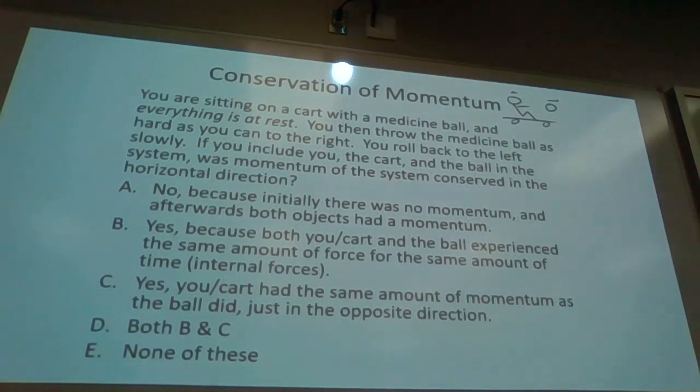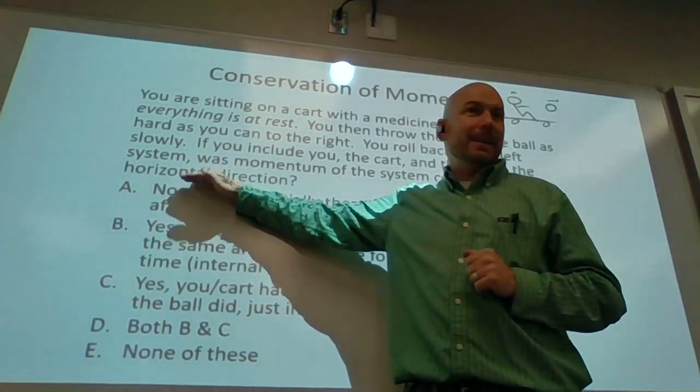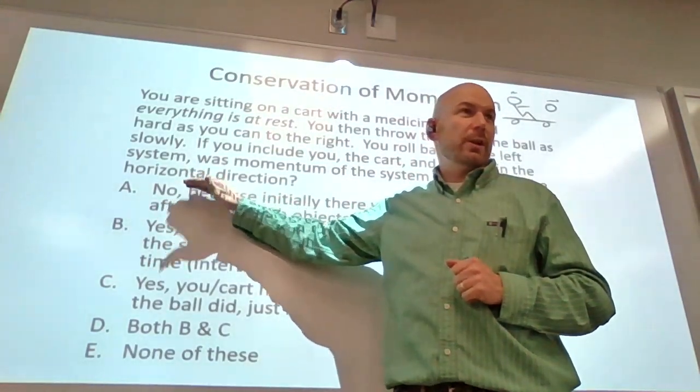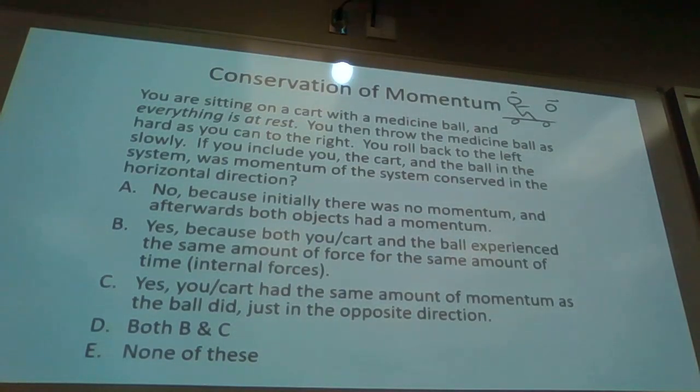Okay. Couple points on this. First, because momentum is a vector, I can make a distinction between what's going on in the vertical direction and the horizontal direction. Vertically, gravity was a thing. It was an unbalanced external force acting on the ball after it was thrown. You okay with that? Momentum in the vertical direction was not conserved. But if you just look at the horizontal direction, it is conserved.